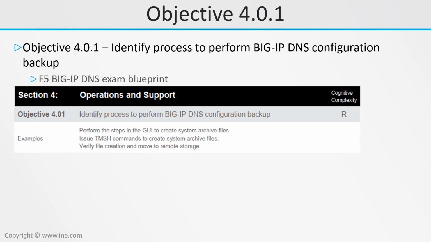Objective 401 states to identify the process to perform BIG-IP DNS configuration backup. So there's some examples. Perform the steps in the GUI to create system archive files, issue TMSH commands to create system archive files, and verify file creation and move to remote storage.